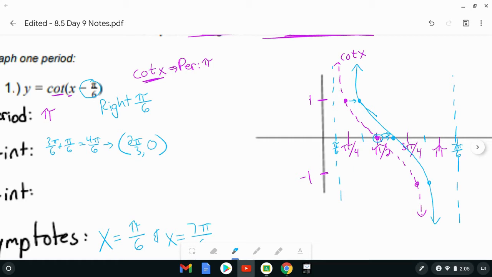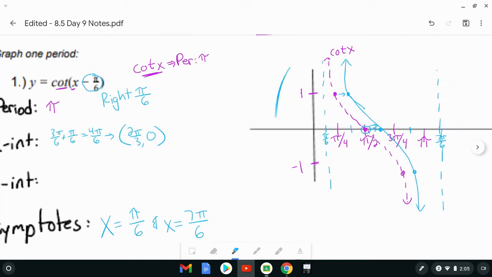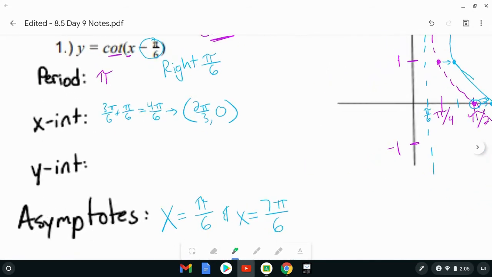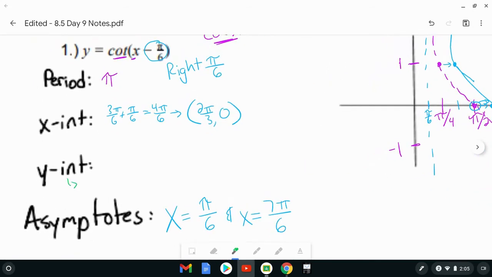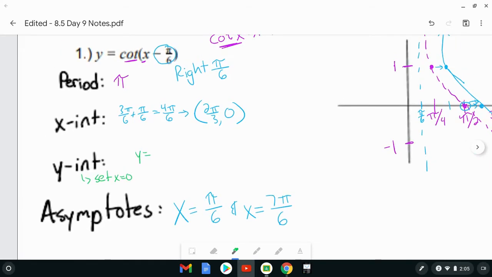The y-intercept, if we notice, we don't show that phase, right? We don't show that period. So if we want to find the y-intercept, we can do it algebraically. Remember, for the y-intercept, set x equal to 0 and solve. So if we did that, you would have y equals cotangent of 0 minus pi over 6. So cotangent of negative pi over 6.